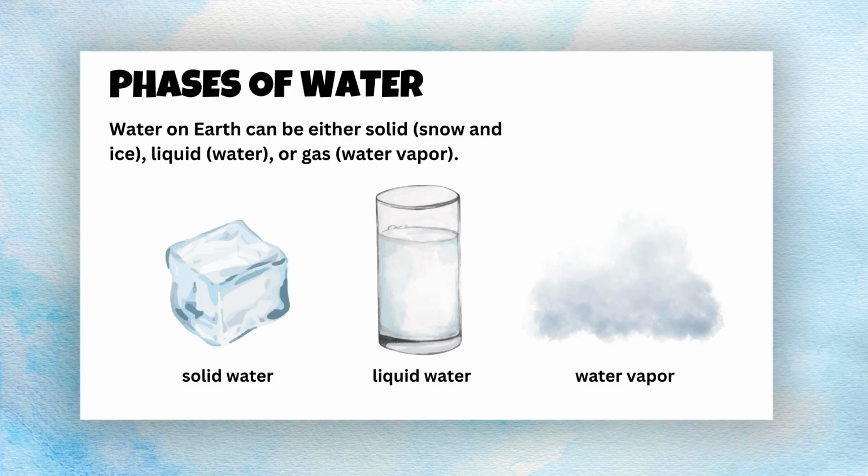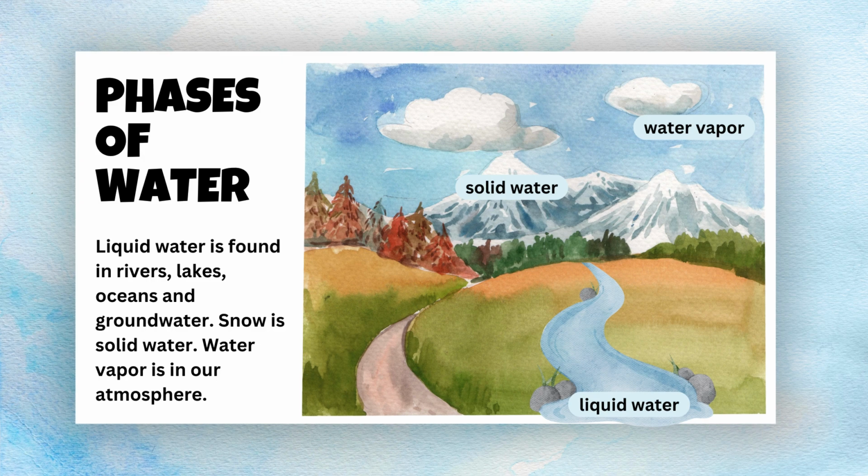Water on Earth exists in three phases: solid, like snow and ice; liquid, like the water we drink; and gas, as water vapor in the air. Liquid water is found in rivers, lakes, oceans and groundwater. Snow is solid water. Water vapor is in our atmosphere.